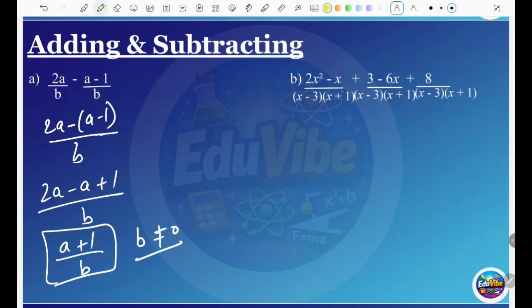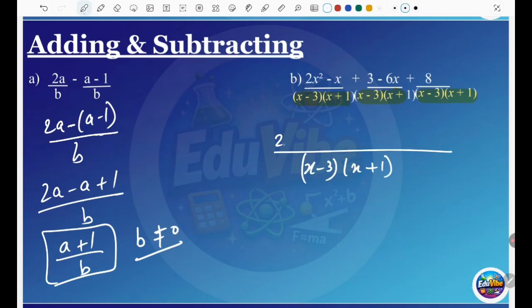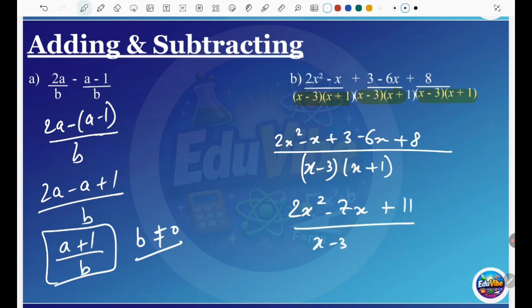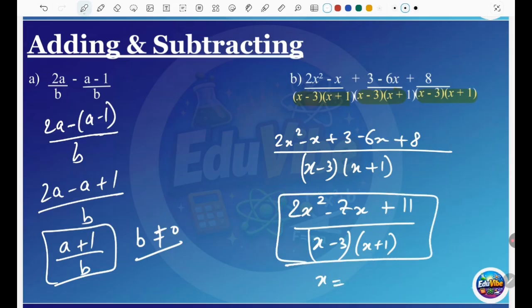In this case, this whole thing is one denominator, and this and this are denominators in that. So what's the common denominator? We have x minus 1 and x plus 1, and all the things are done the same way. Done? Now you have to collect the terms: 2h squared minus h minus h is equal to minus 7h, and plus 3 plus 8 goes to plus 11, divided by h minus 3 and h plus 1. And your h is not equal to minus 1 and 3.